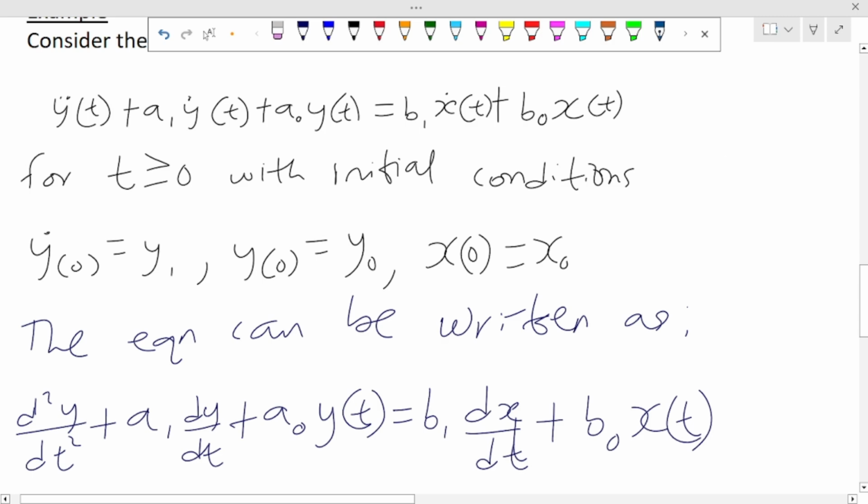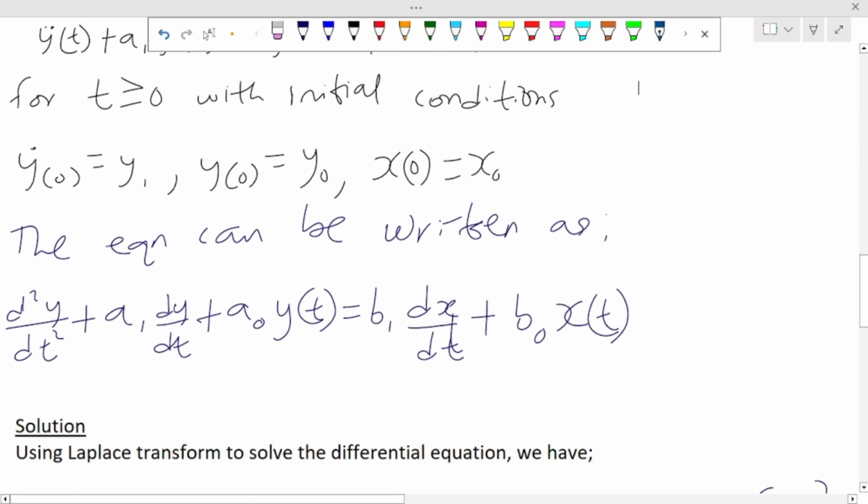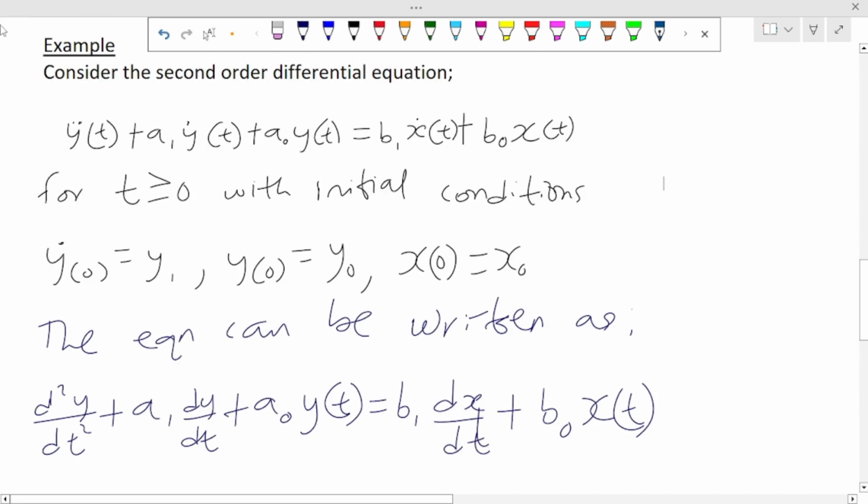Now it said that the equation can be written as this. Of course, I said this in the previous video. This is same as this, and this is same as this, and this same as this. I said this in the previous video. Now let's go to the solution.